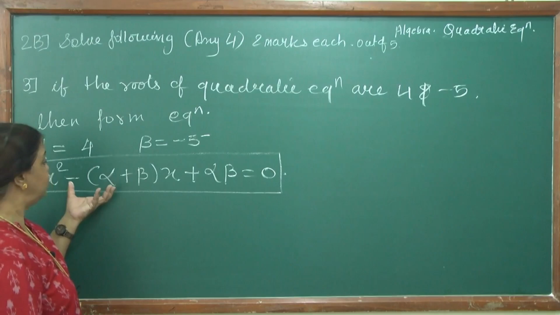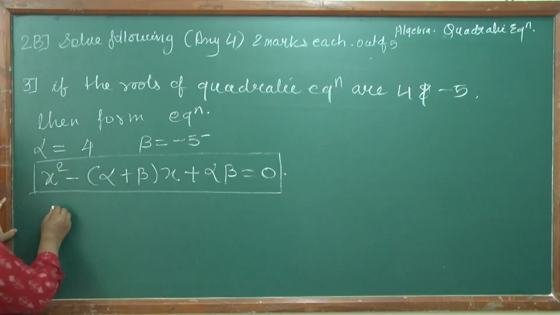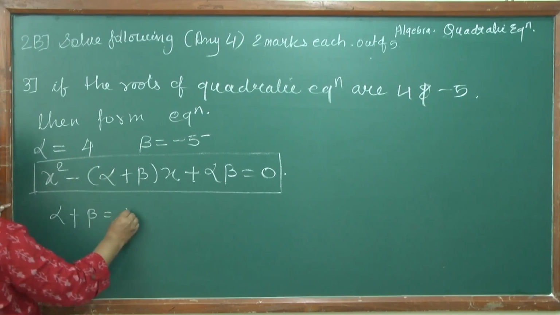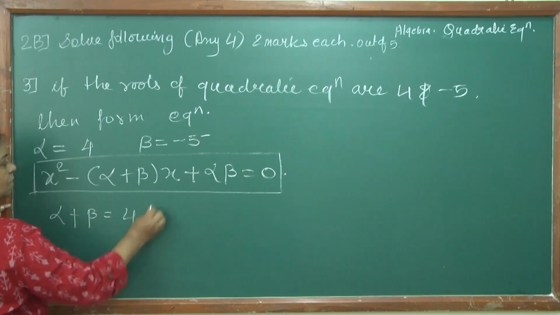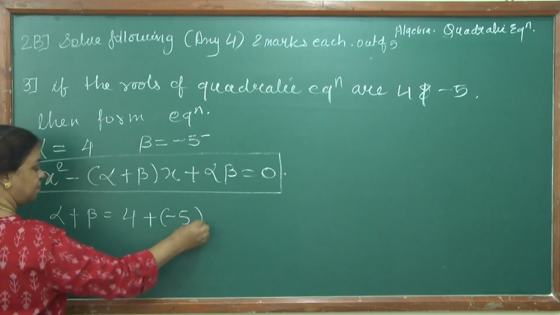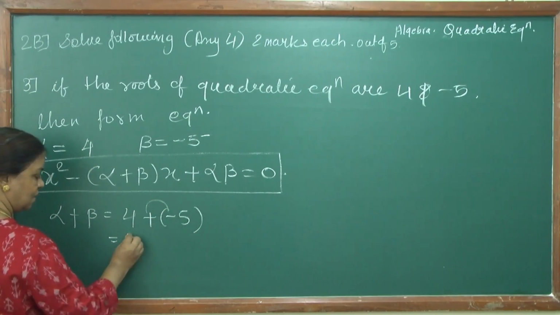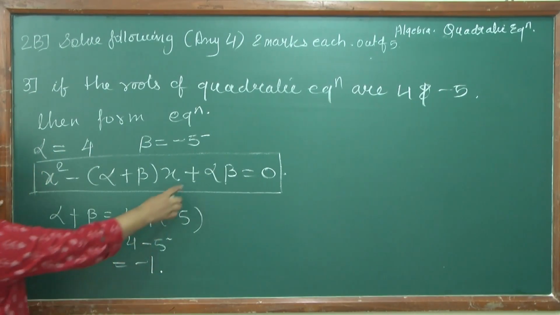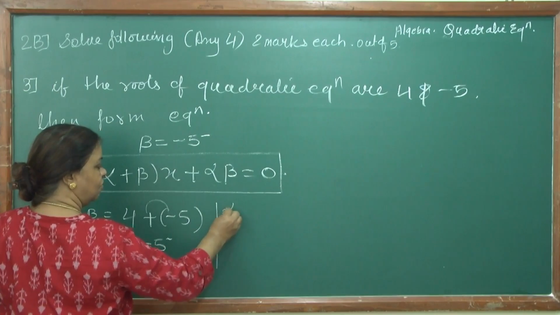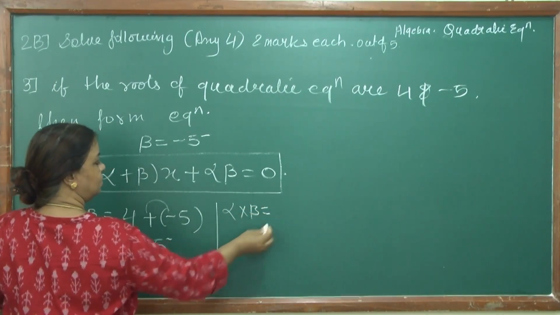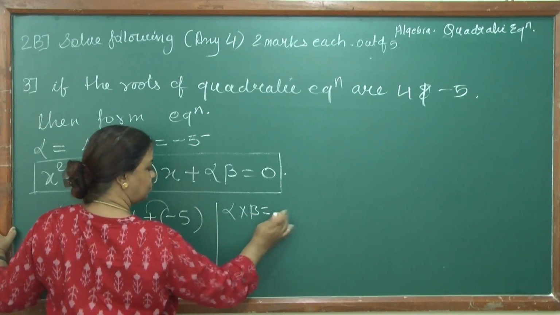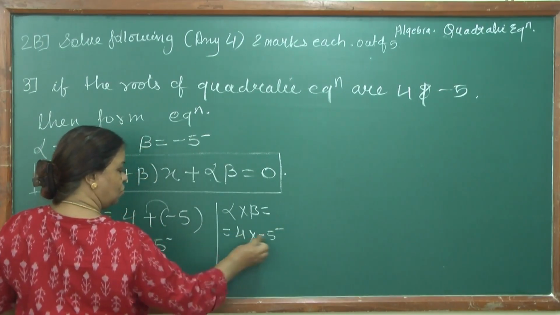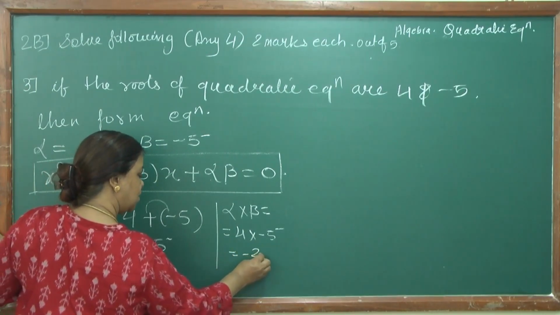So you need to find the value of alpha plus beta. Let's find the value of alpha plus beta. Alpha plus beta. Alpha is how much? 4. Plus beta is how much? Minus 5. So plus and minus, minus 4 minus 5 is equal to minus 1. Need to find alpha into beta. Alpha into beta. Alpha is how much? 4. Into beta is how much? Minus 5. 4 5s are minus 20.